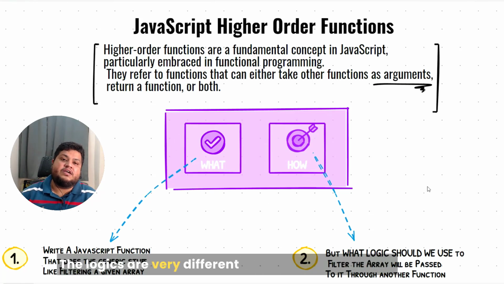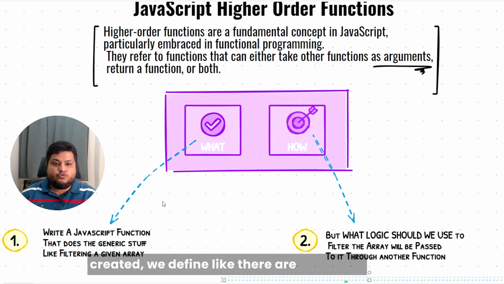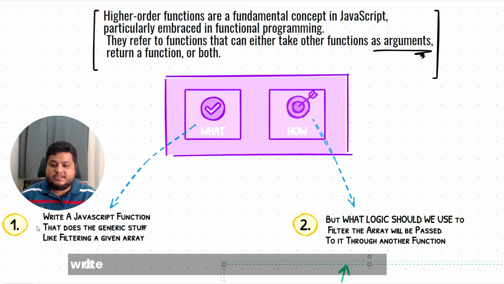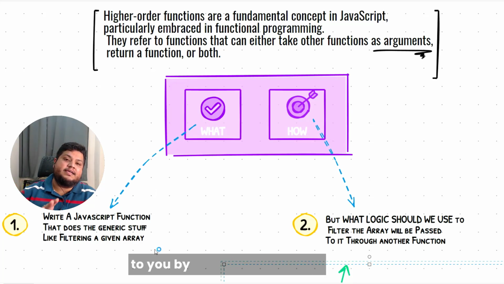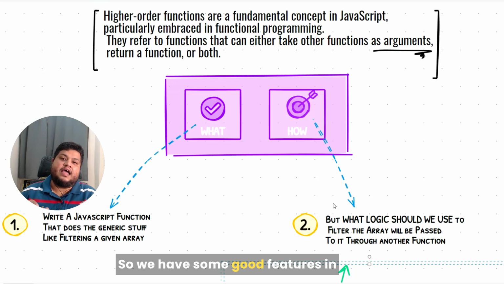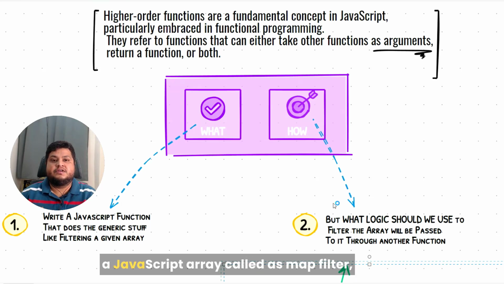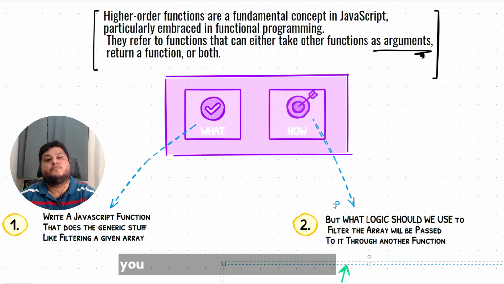Now these are various logics, and the logics you want to implement are very different. So see, in this simple infographic which I created, we define that there are two steps when you write a higher order function. You write a JavaScript function that does the generic stuff, like filtering a given array. This function mostly will be provided to you by your library classes. In the situation we are going to use, we'll be making use of an array. So we have some good features in a JavaScript array called map and filter, which take another function as an input, and whatever logic you plug in at runtime, it will do the filtering, it will do the mapping in that scenario.